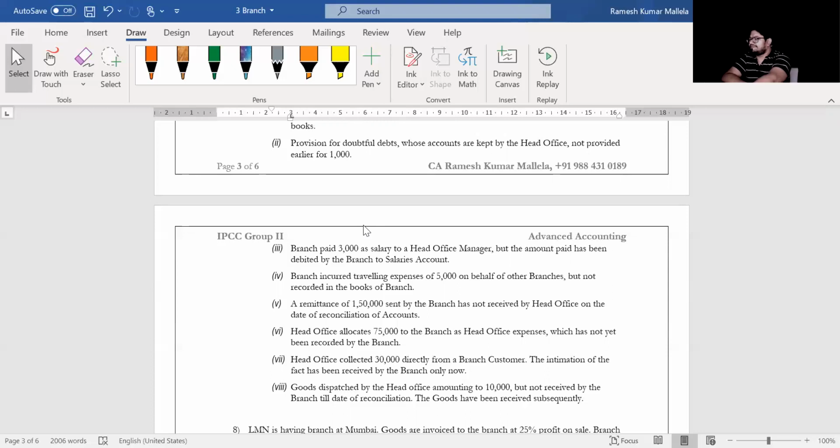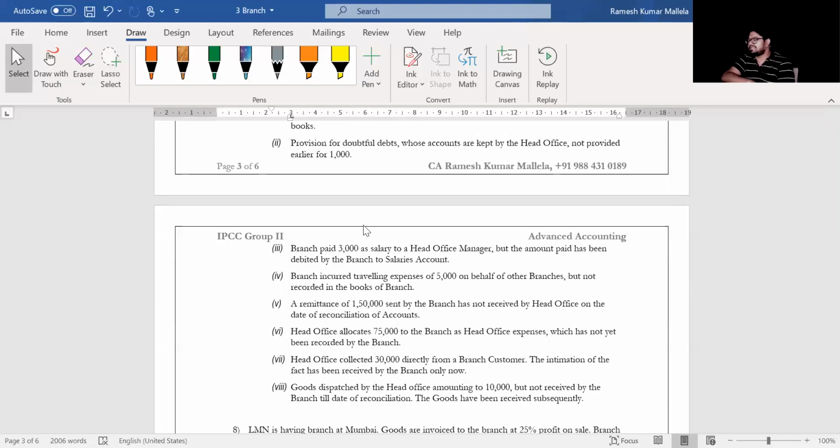Next, head office collected 30,000 directly from a branch customer. The intimation of the fact has been received by the branch only now. That means head office collected money on my behalf from my debtor. I did not get to know. This is something which we have seen earlier also. So entry would be head office account debit to debtor's account 30,000.